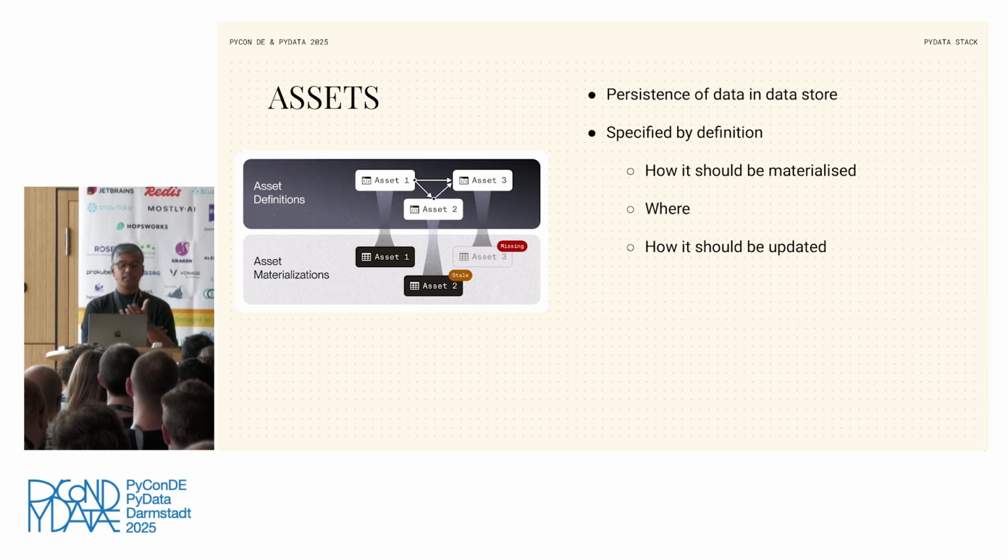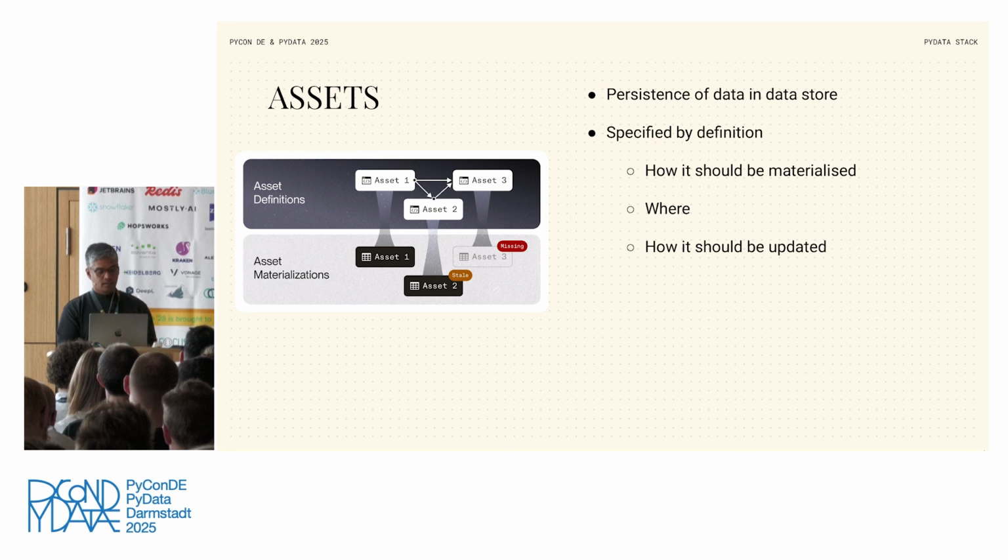And the configuration of an asset defines how it should be materialized, where it's saved, and then how it should be updated. And so Dagster, rather than worry about the flowing of data, the processing of data, is concerned about where that data is materialized, and what that data is after it gets to its endpoint.